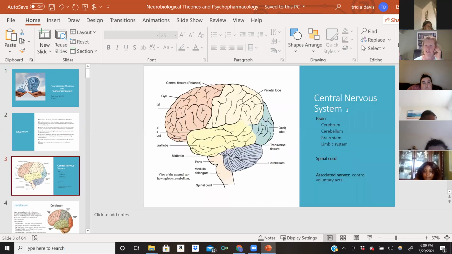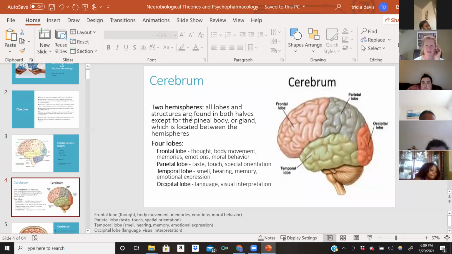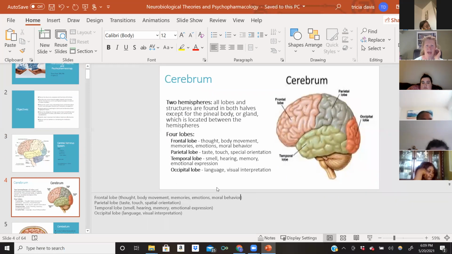All right, so this is just a review. This is our central nervous system. So we know in our brain, we have our cerebellum, our brain stem, our limbic system. We have our spinal cord, and then we have all the associated nerves that control the different voluntary acts that we have. So our brain actually has two hemispheres. All of the lobes and structures are found in both halves, except for the pineal body or the pineal gland, some people call it, which is going to be located between the two hemispheres.